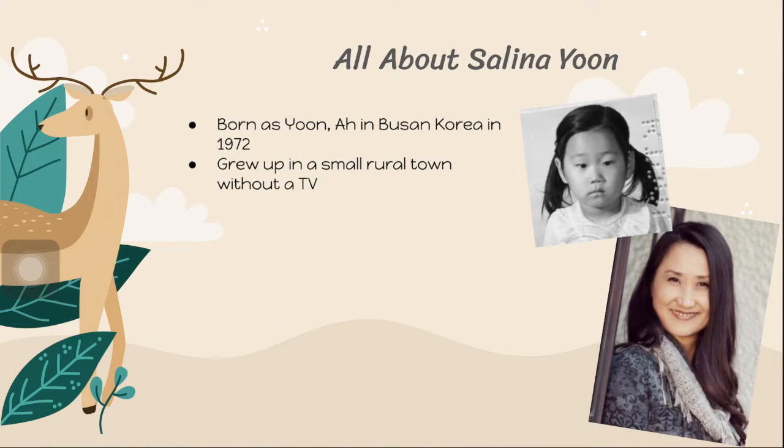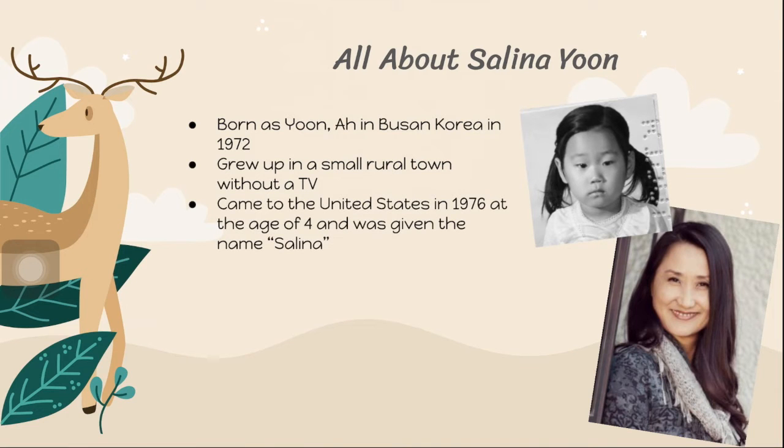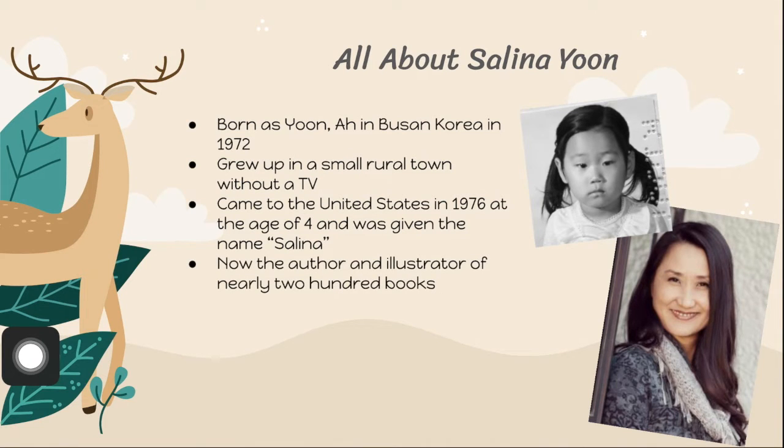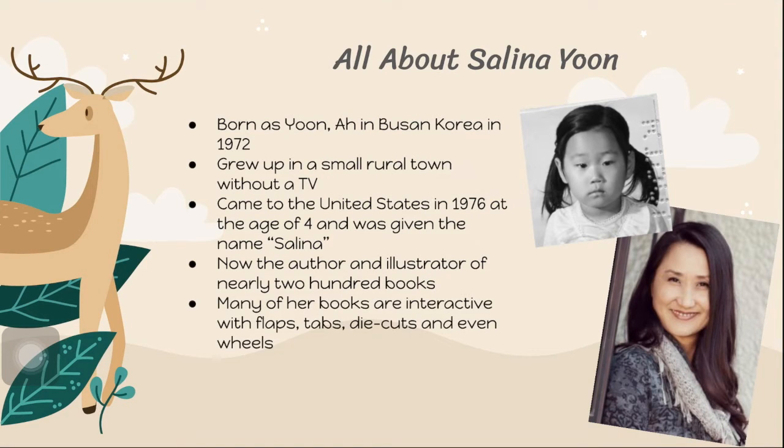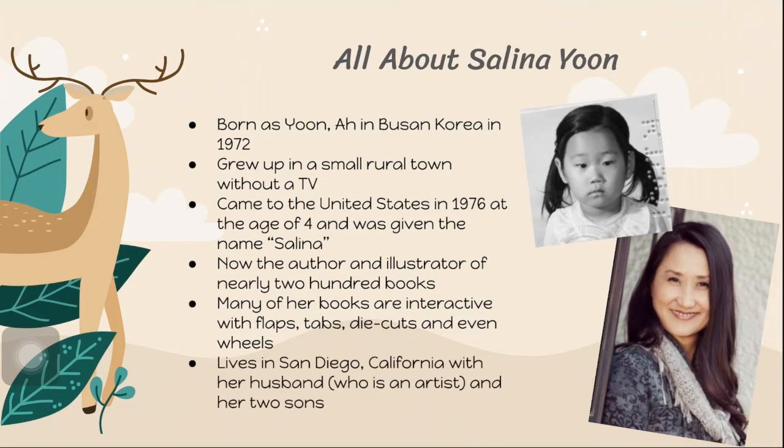As a little girl, she grew up in a small rural town without a TV. So it talks on her website how she had to be very creative and use things around her to play with or make her own toys. When she was 4, it says she came to the United States in 1976 at the age of 4, and she was given a new name, Selina. Now she's the author and illustrator of nearly 200 books. And a lot of her books are interactive. They have like flaps and tabs and die cuts and even wheels on them. So she lives in San Diego, California right now with her husband, who's also an artist, and her 2 sons.